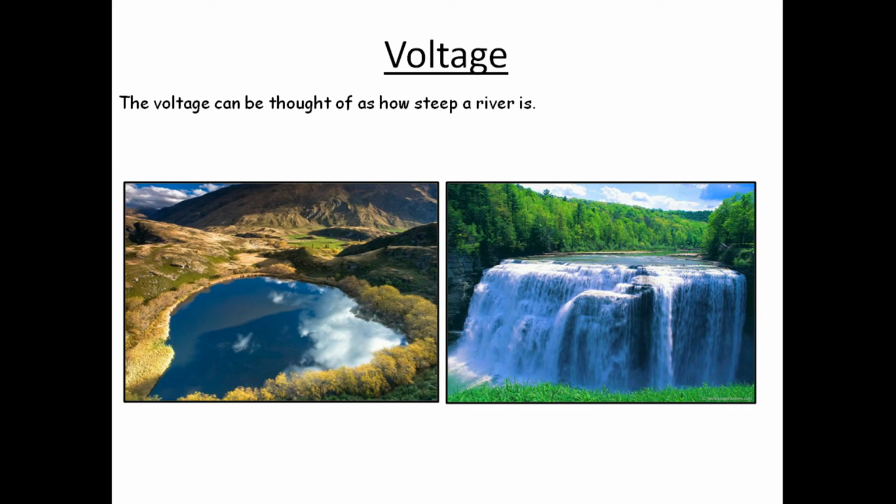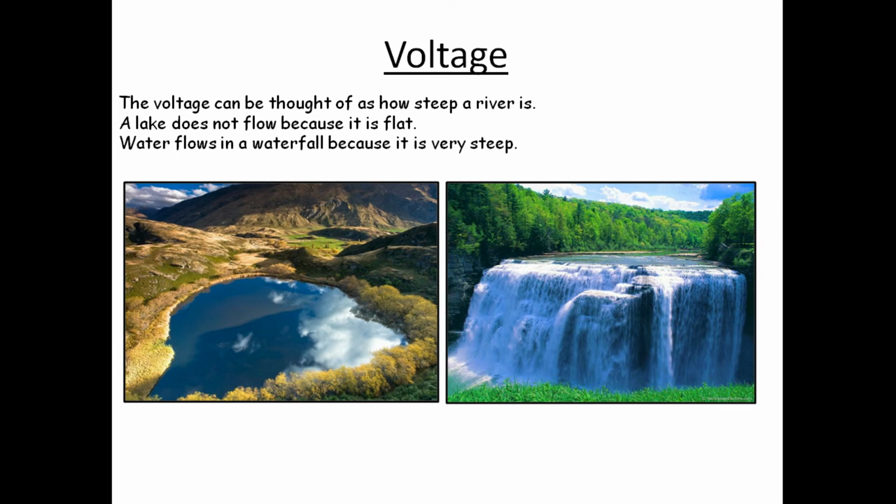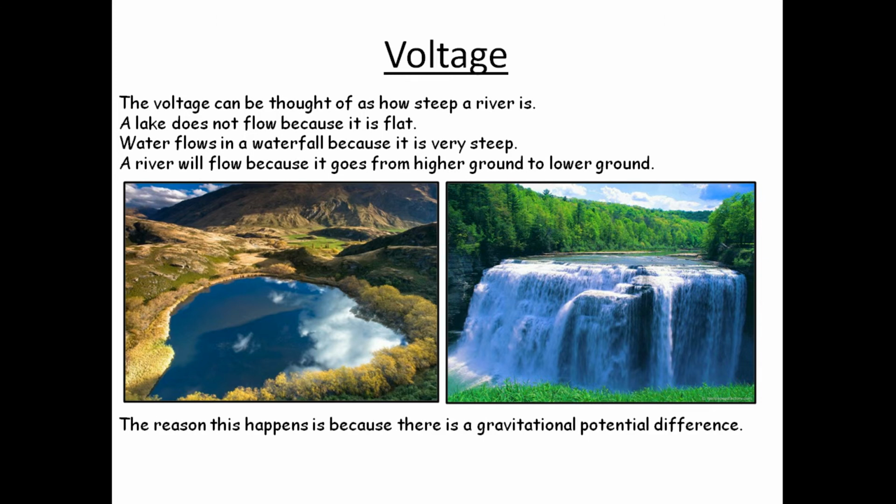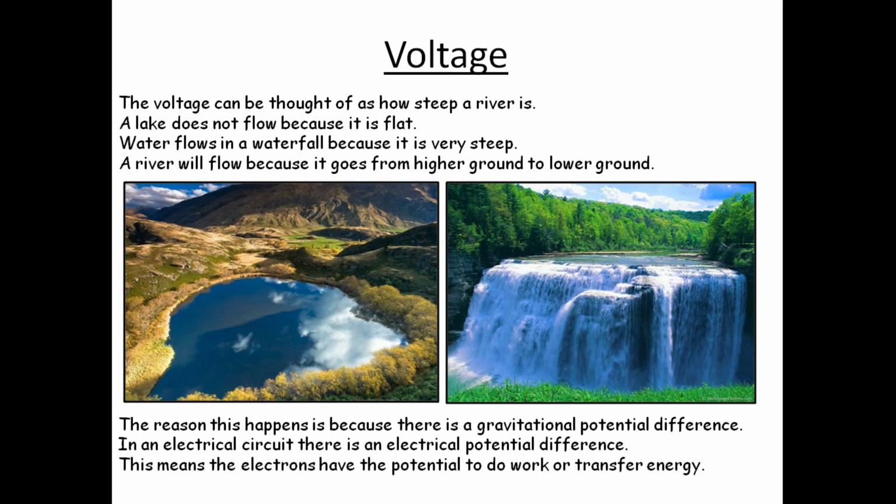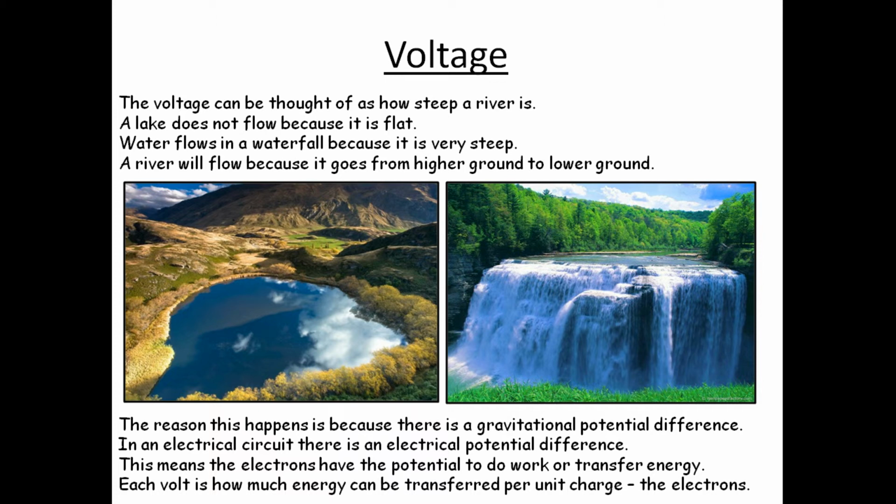Voltage. The voltage can be thought of as how steep a river is. A lake does not flow because it is flat. Water flows in a waterfall because it is very steep. A river will flow because it goes from higher ground to lower ground. The reason this happens is because there is a gravitational potential difference. In an electrical circuit, there is an electrical potential difference. This means the electrons have the potential to do work or transfer energy. Each volt is how much energy can be transferred per unit charge.